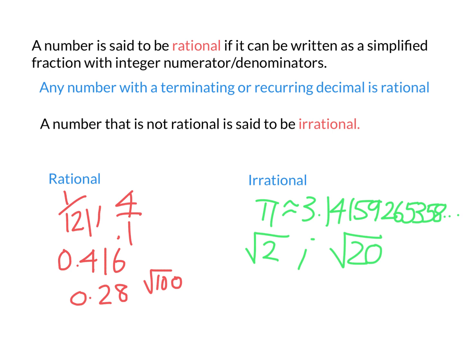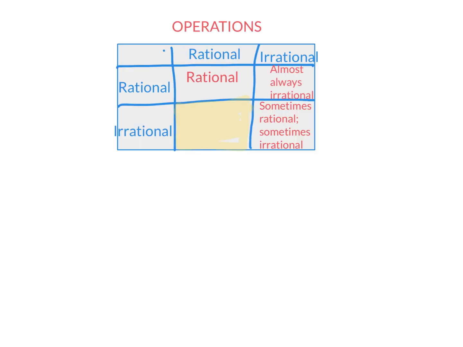So let's now look at operations with rational and irrational numbers. I've drawn up this table to help you. How you read it is if you perform one of the 4 basic operations with 2 rational numbers, the answer is rational. If you perform one of the 4 basic operations with a rational and an irrational, the answer is almost always irrational. And if you perform one of the 4 basic operations with 2 irrational numbers, the answer is sometimes rational, sometimes irrational. So let's look a bit further at this.